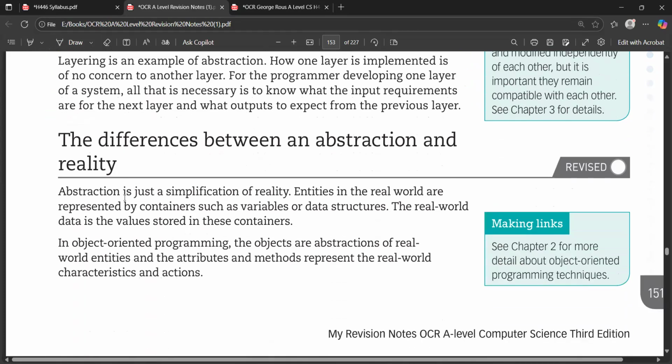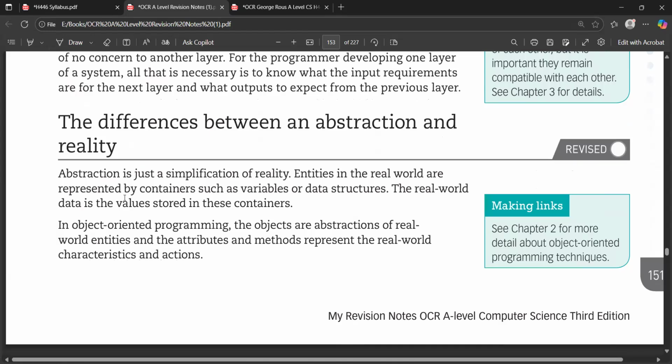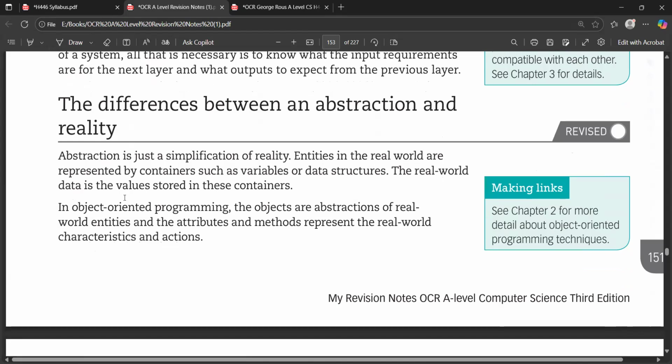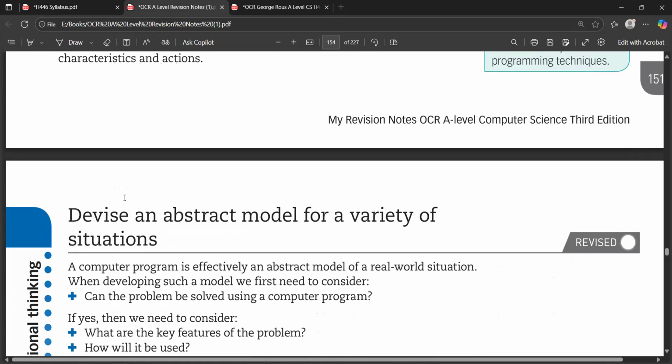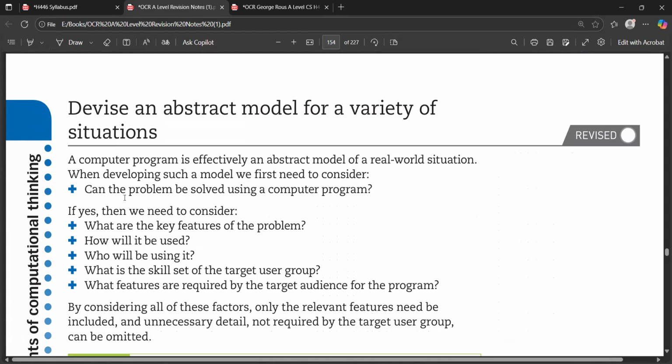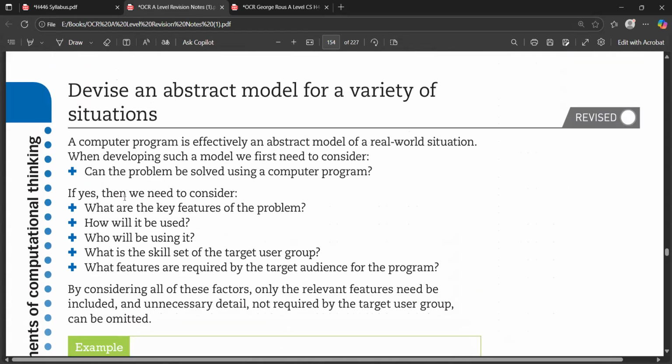Regarding the differences between abstraction and reality, abstraction is just a simplification of reality. You are just simplifying that. There could be entities in the real world that are represented by different data structures, but the real-world data is the value stored in those containers. So in object-oriented programming, the objects are abstractions of real-world entities. We will discuss this in detail regarding objects and classes. And how you can devise an abstract model for a situation is like a computer program is effectively an abstract model of real-world situations.